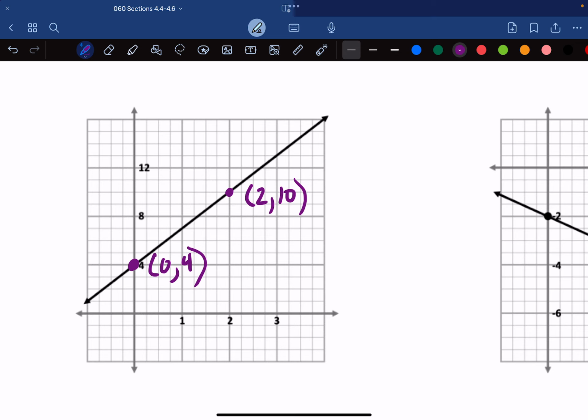And we said the slope was a constant rate of change, and so I need to look at the rate of change for this line. And rate of change, as we said in previous videos, is the rise over the run, or the change in the rise over the change in the run.